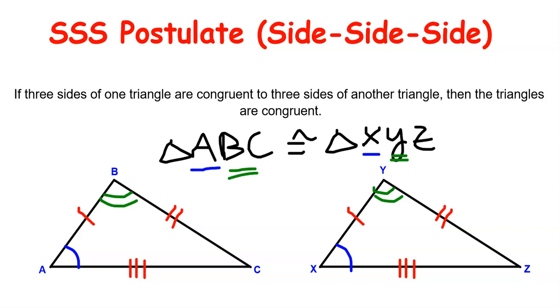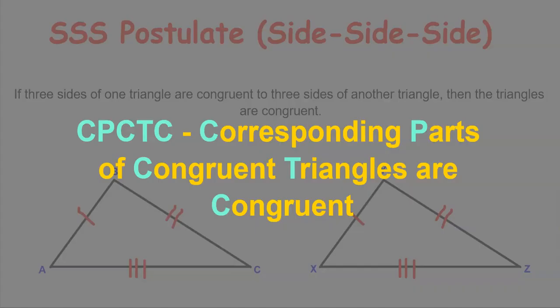And when it comes to triangles specifically, this property, that once we know that triangles are congruent, we can say that all of their other corresponding pieces are congruent, is something that we often abbreviate as CPCTC. Corresponding parts of congruent triangles are congruent.